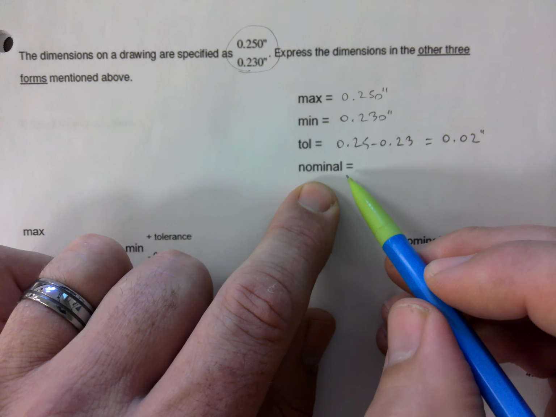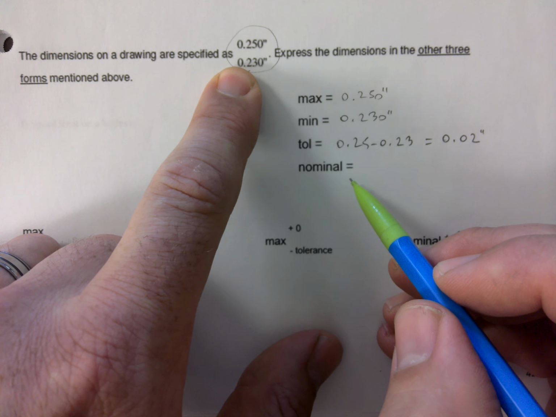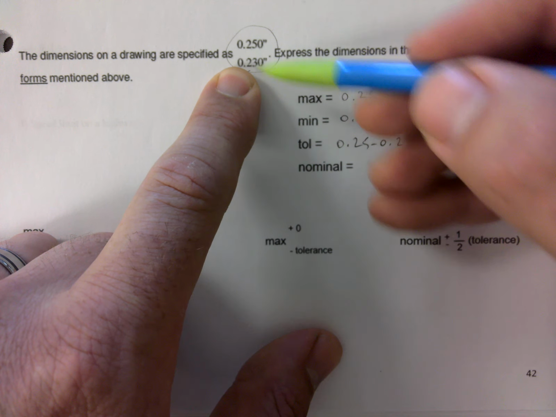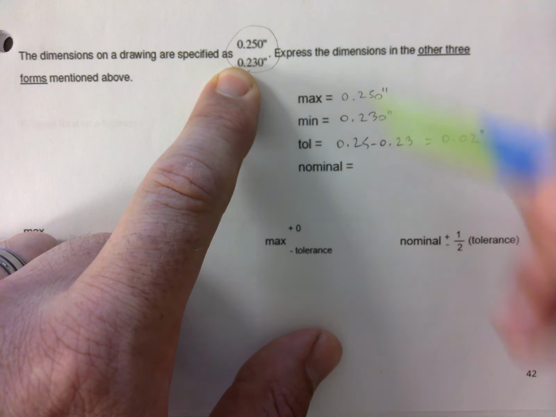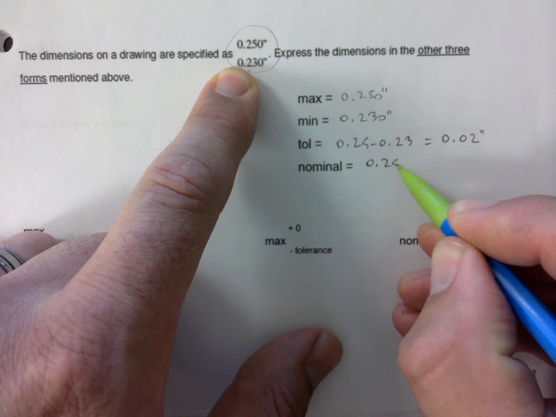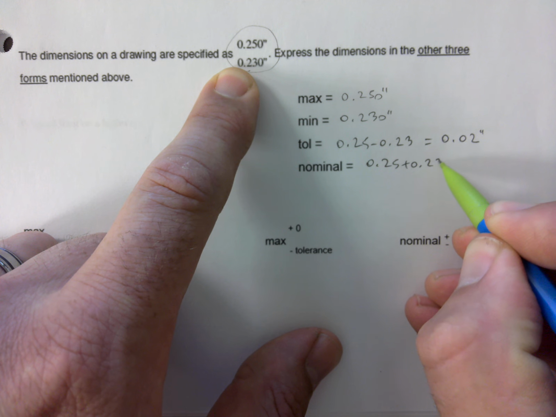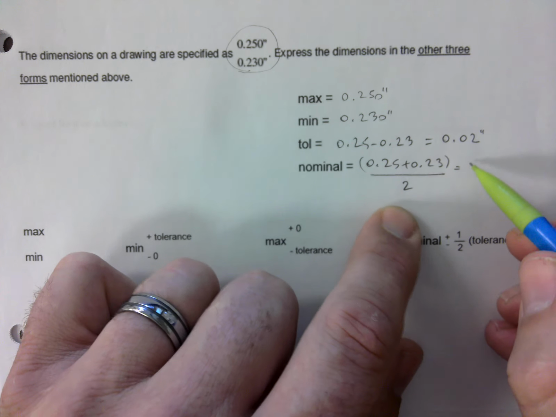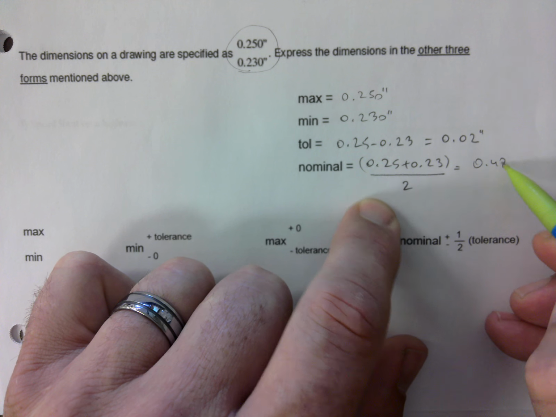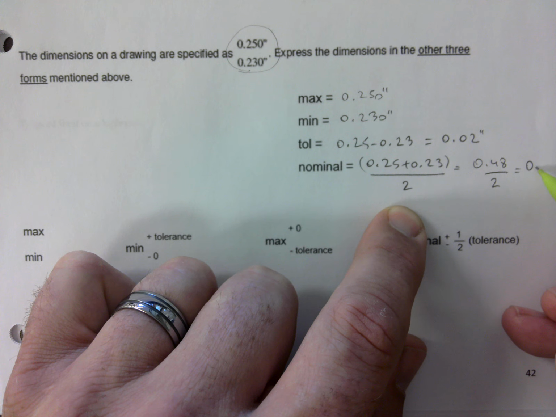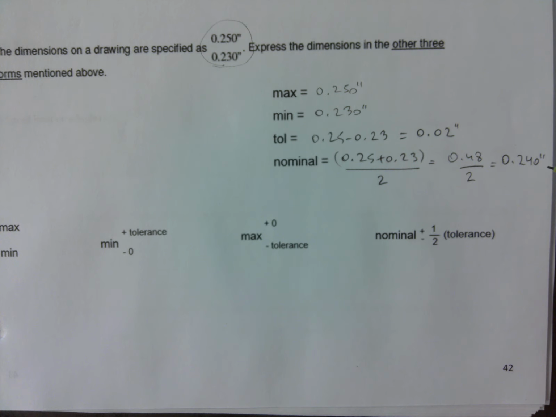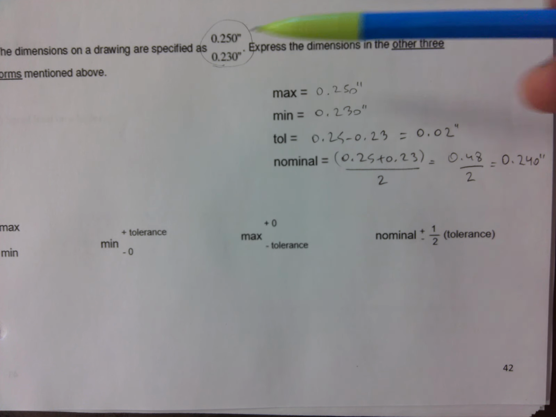Okay, and what's the nominal when it's like this? Add them and divide it by 2. That's right. You basically are finding the middle between the 2 numbers. So we're just assuming that the target that we want is between those 2. So that would be 0.48 divided by 2, which is 0.240 inches. You don't have to have that 0 at the end. I just added it to stay in line with what we have here.